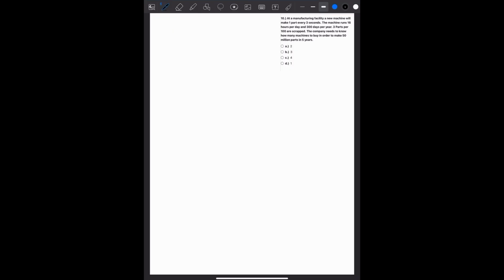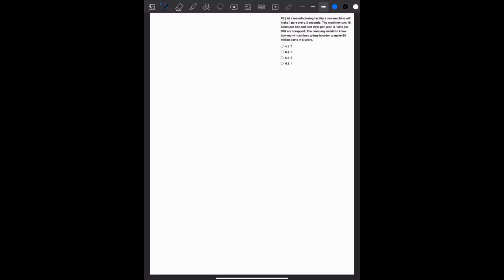Let's look at the problem statement. At a manufacturing facility, a new machine will make one part every 3 seconds. The machine runs 16 hours per day and 300 days per year. 3 parts per 100 are scrapped. The company needs to know how many machines to buy in order to make 50 million parts in 5 years.